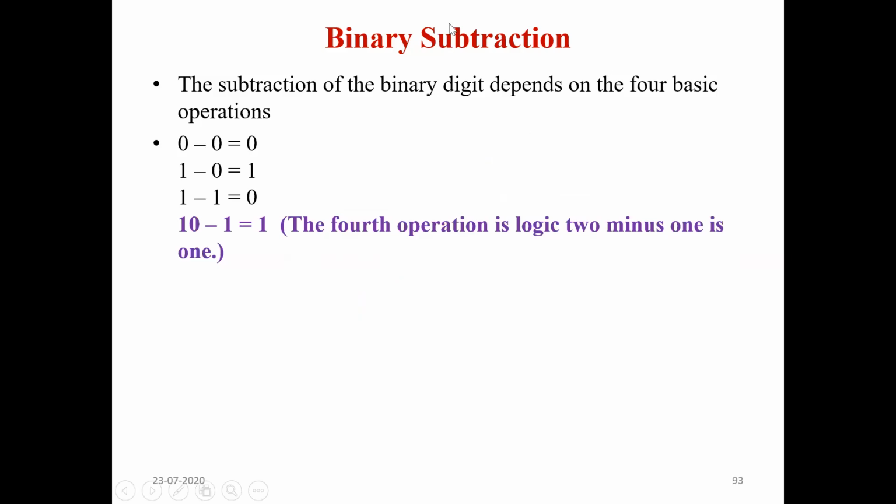Okay, so the rules of binary subtraction are: 0 minus 0 is 0, 1 minus 0 is 1, 1 minus 1 is 0. Now 0 minus 1. Now see here, I'll pick up the cursor.